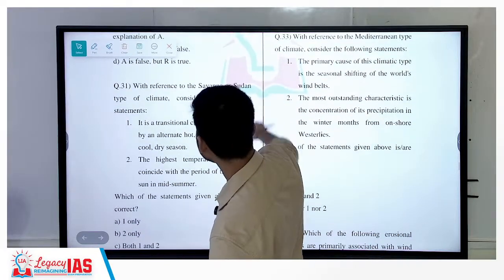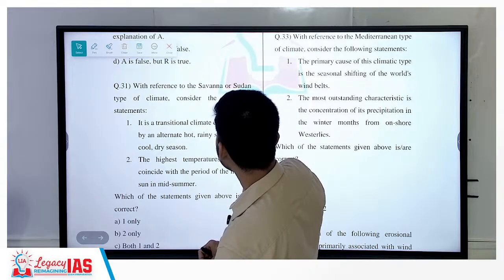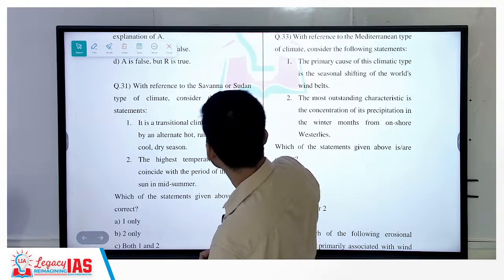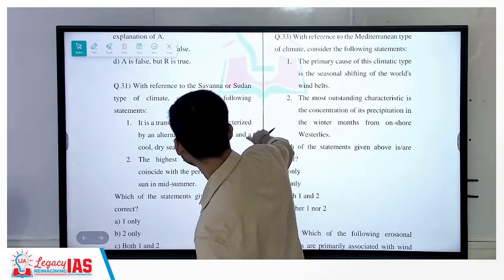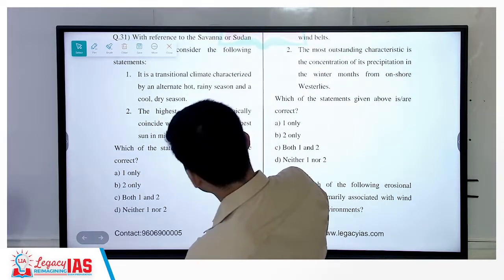Then the savanna or Sudan grassland climate, a transitional climate with an alternate hot rainy season and a cool dry season. That is correct. Highest temperature typically coincides with the period of highest sun in mid-summer. No, that is incorrect.